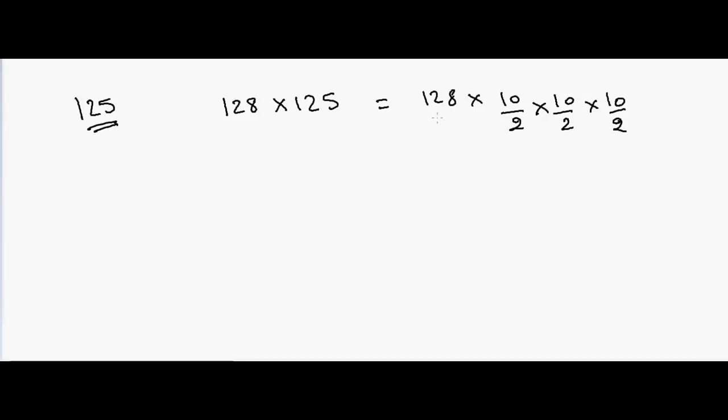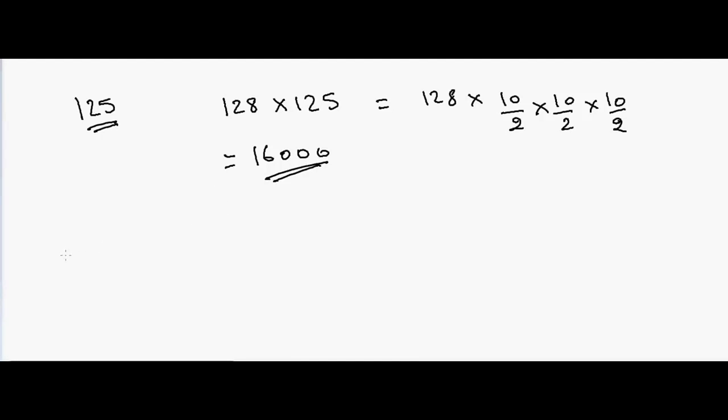So if we divide 128 by 2, that is 64, and half of 64 is 32, and half of 32 is 16, so the answer will be equal to 16000. So this trick may not be very convenient a lot of times, because dividing something by 8 is not very easy sometimes, but it could be handy at certain times.